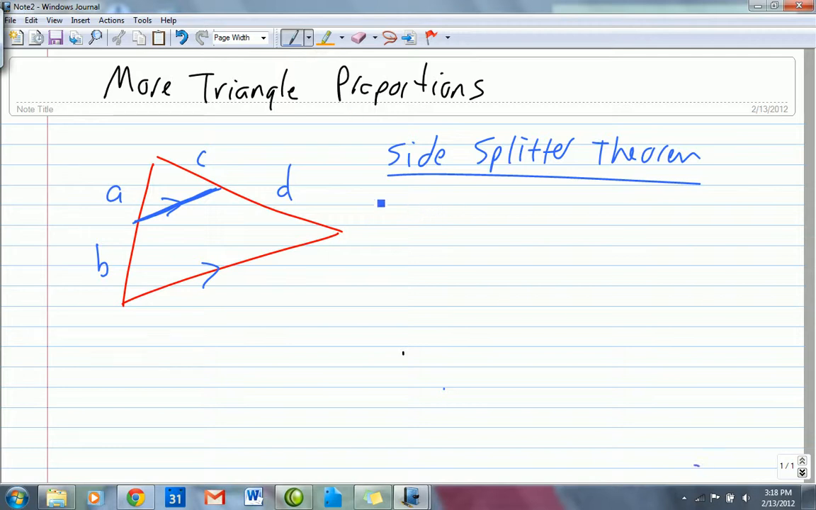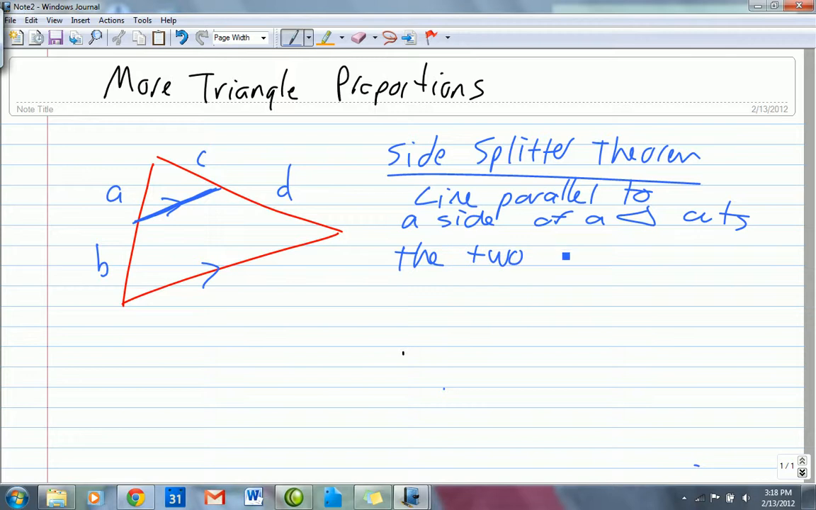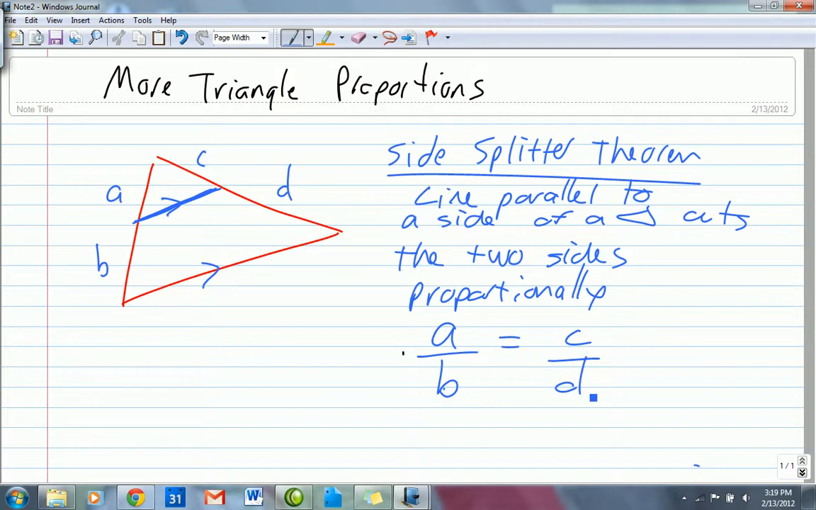What it says is that this parallel line, this blue line, a line parallel to one side of a triangle, cuts the two sides proportionally. Now, what does that mean? Well, this line that's parallel to the third side, or base, of the original large red triangle, cuts this side, A to B, equal to C over D. So A over B equals C over D. Piece to piece equals piece to piece.